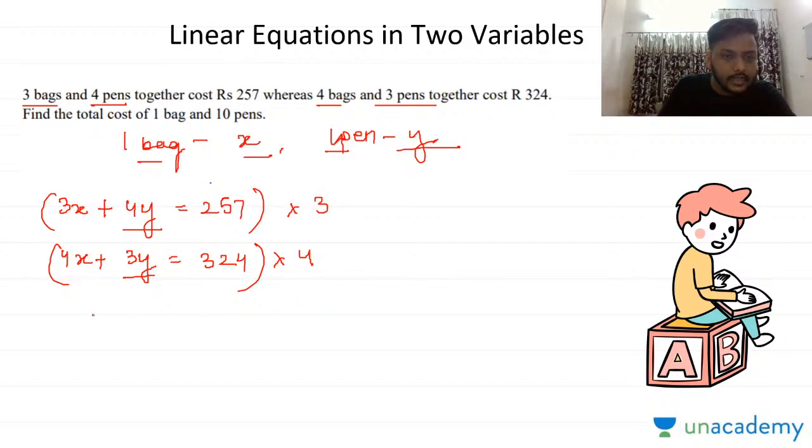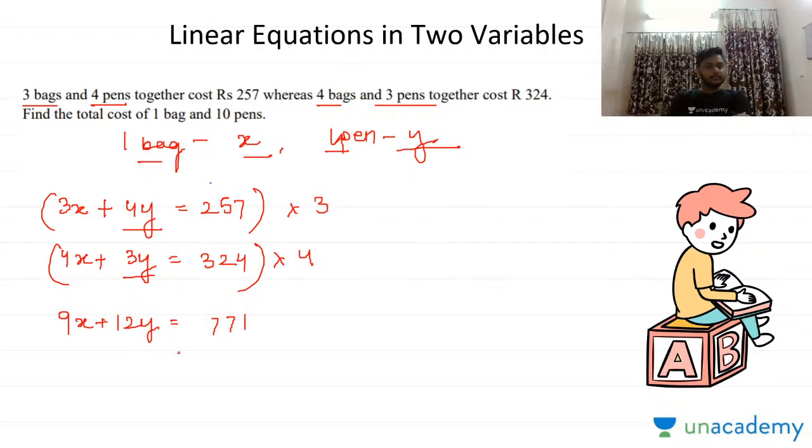Now understand, guys. Once you do it, you will be having 9x plus 12y equal to 257 times 3, which is 771. This is what I'll be getting. Yes or no? Am I clear with this, guys? You got it? Make sense to you?